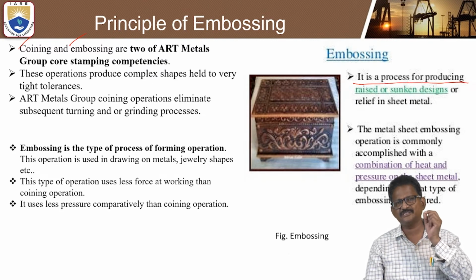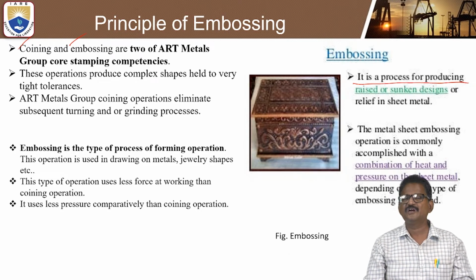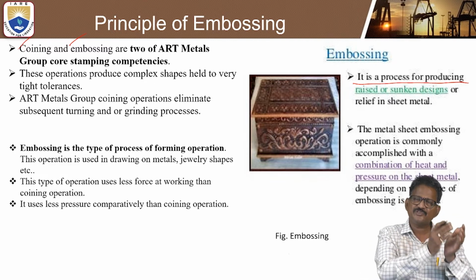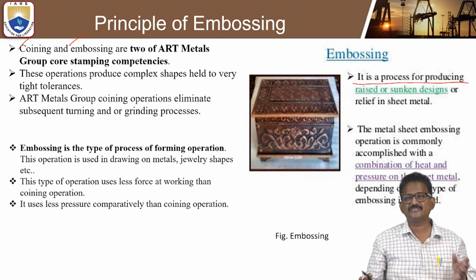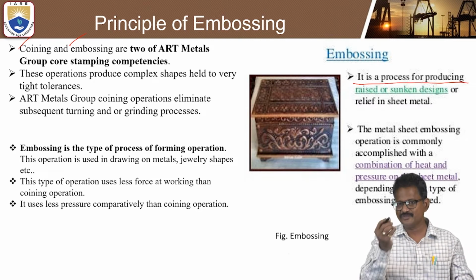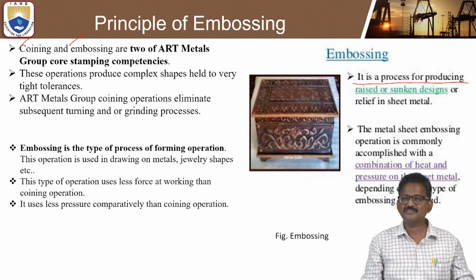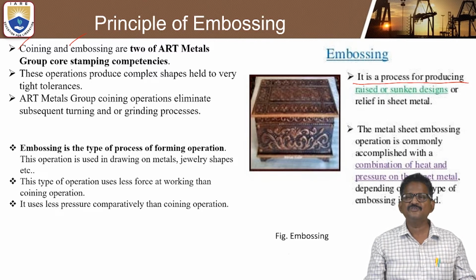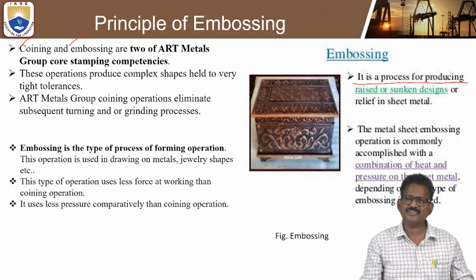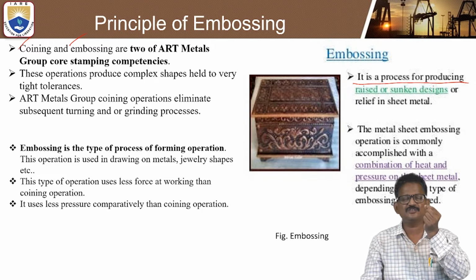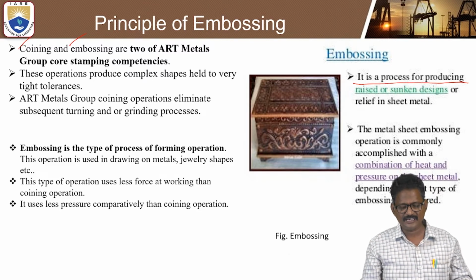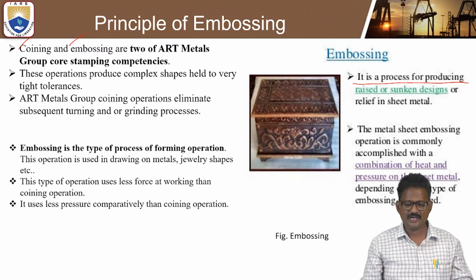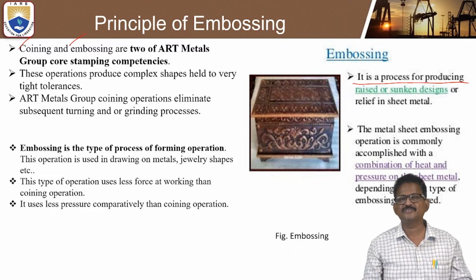Coming to embossing, it is a type of forming operation. As already explained, forming means the amount of raw material taken is the same amount as the finished product, with no wastage of material. For example, with gold ornaments, the cost of 10 grams of 22 carat gold is more than 50,000, so the material cannot be wasted. Even 1 gram, even a milligram, is valuable. That is why this type of operation is preferred for jewelry shapes and metals.